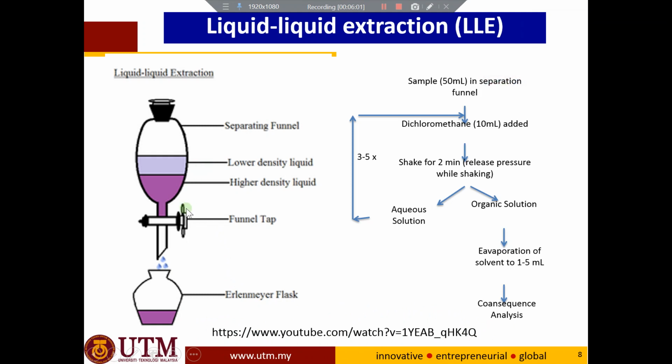So basically what you do after you insert all the desired liquid and the extraction solvent inside here, you will shake a little bit, and then you will terbalikkan dia. You will reverse the bottom to the above, so you can open the funnel tap and release the gas, and then you close the funnel tap, then you extract your desired solution. Okay, right.